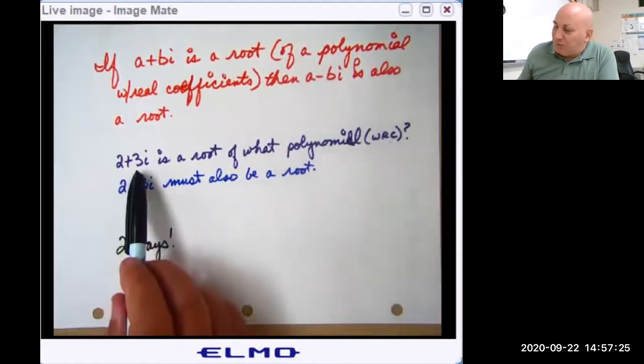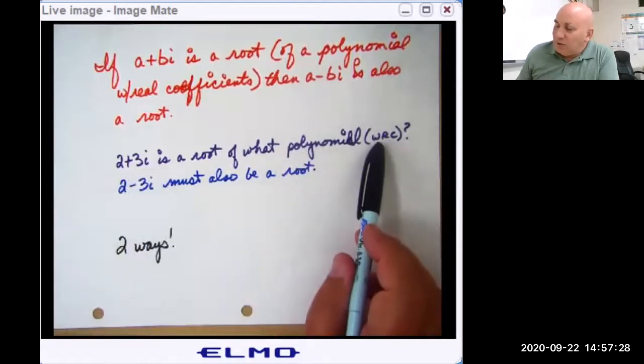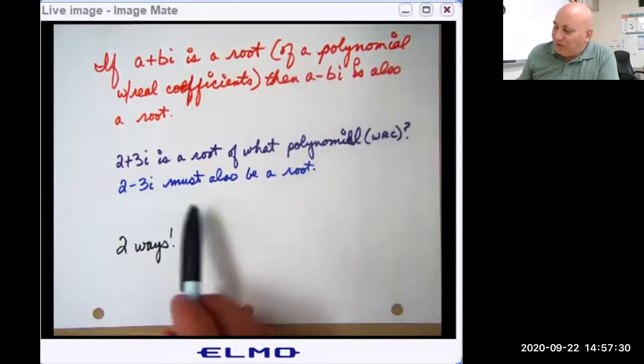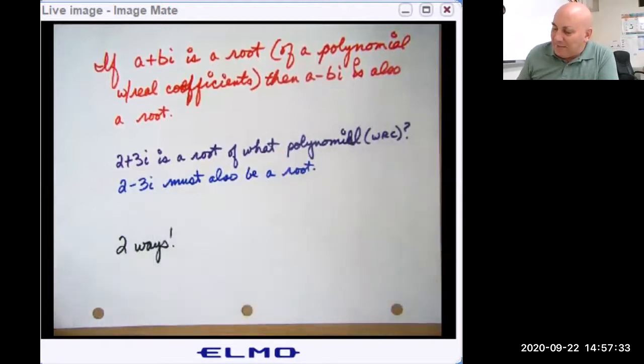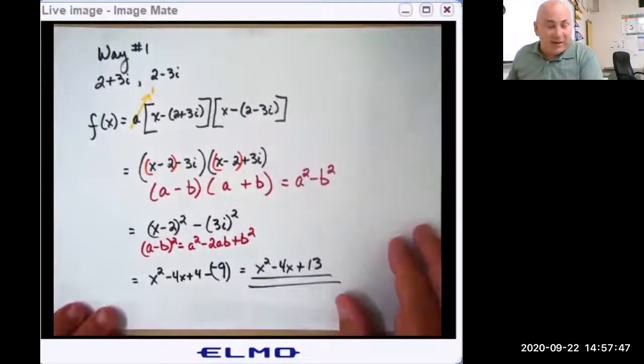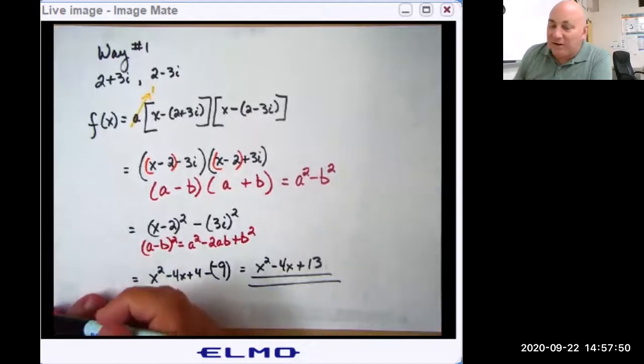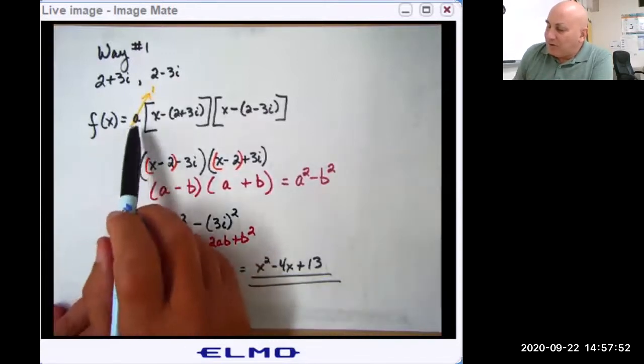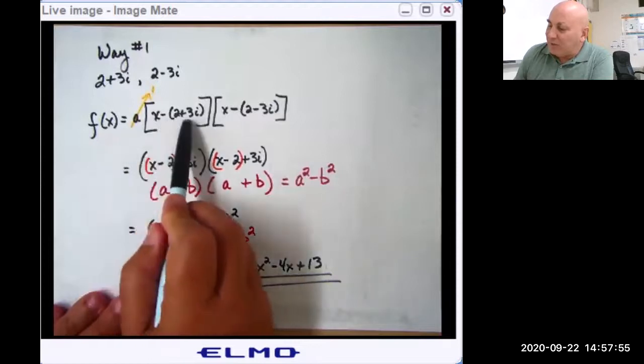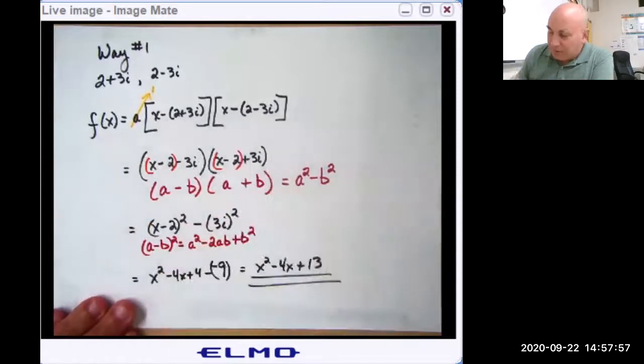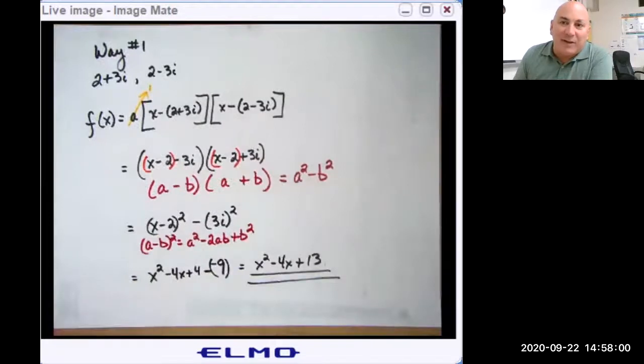So if 2 plus 3i is a root, and your polynomial has real coefficients, then 2 minus 3i must also be a root. And there are 2 ways we can find those roots, and we covered those in a previous class, but let's do it again anyway. Way number 1. As I said, any polynomial can be written in factored form, which is a constant a times x minus 1 root times x minus the other. Well, let a equal 1, because that makes things simple.